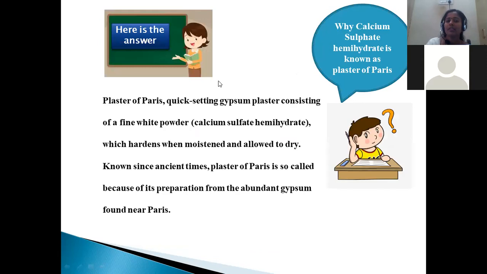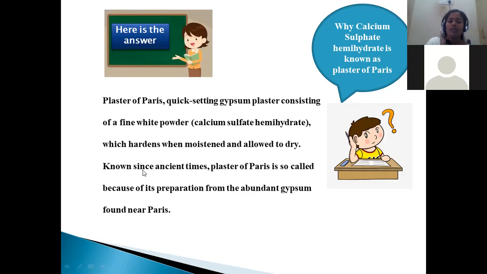Now let us see one question: why is calcium sulfate hemihydrate known as plaster of Paris? Why was this name given? Here the answer is given to you. Calcium sulfate hemihydrate is a white powdery substance. It has a strong tendency for quick setting, right? When water is added, it immediately becomes a solid, and drying is also possible. Quick setting is possible and it is converted into gypsum, right?